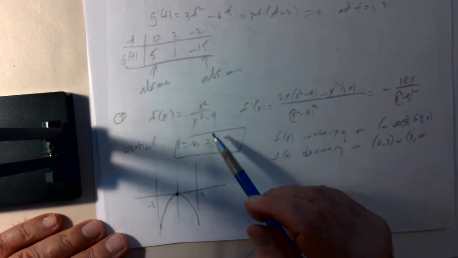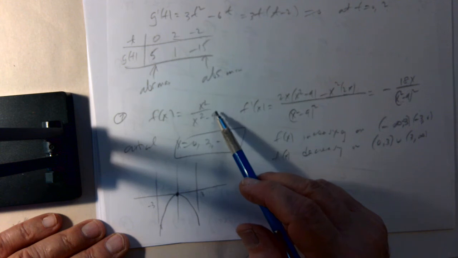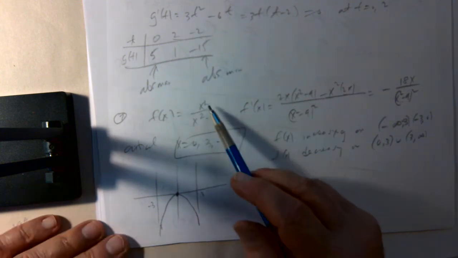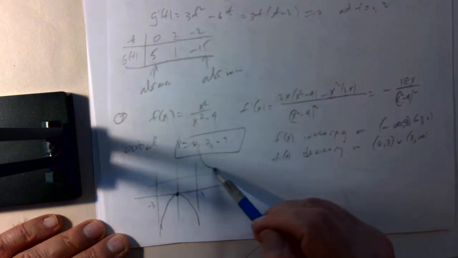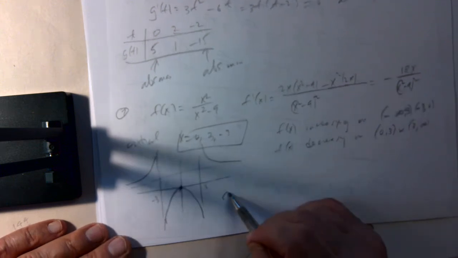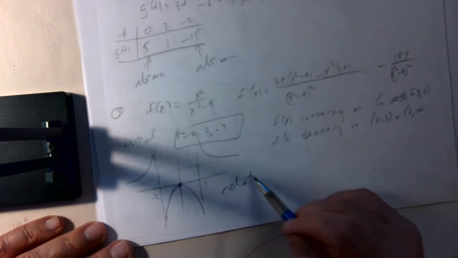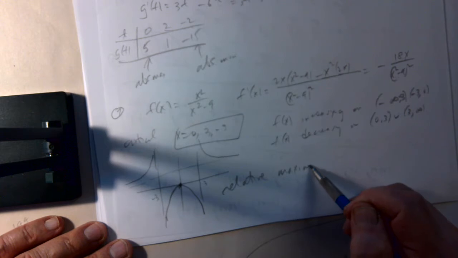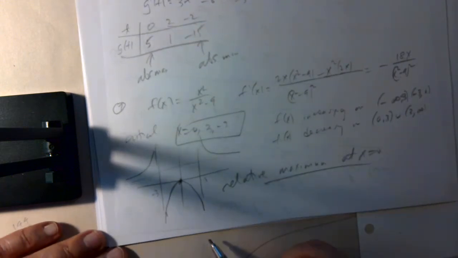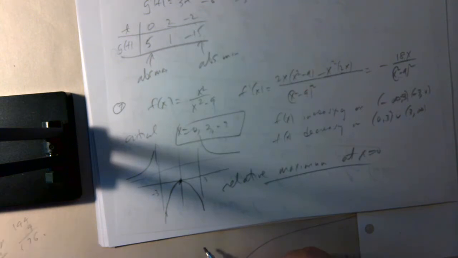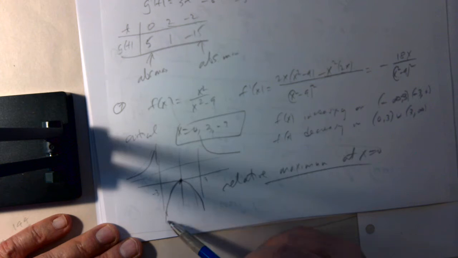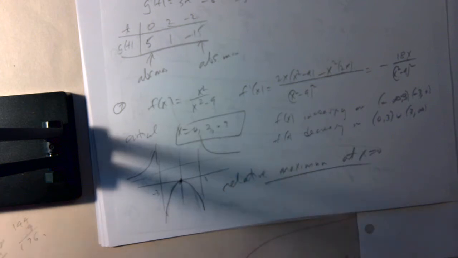And when x is bigger than 3, this is positive. It's bigger than 1, and it's actually approaching 1 asymptotically as you go to plus or minus infinity. So you have a relative maximum at x equals 0, and that is the only relative extrema. Function's increasing, increasing and decreasing, decreasing.